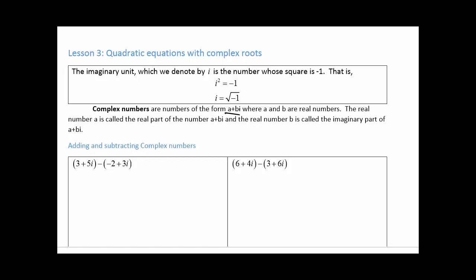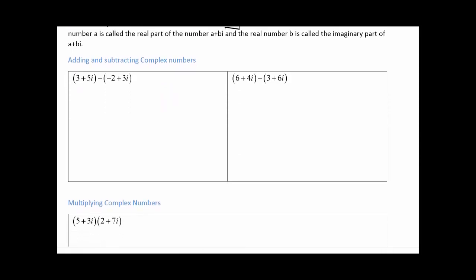It's kind of like x's and y's. So when we plot points, we have a horizontal and a vertical component. Here we're talking about a real component and imaginary component. Now, for our standpoint, what we're going to do with this is we're just going to look at simplifying a couple of operations within imaginary numbers. So, for example, adding and subtracting imaginary numbers.